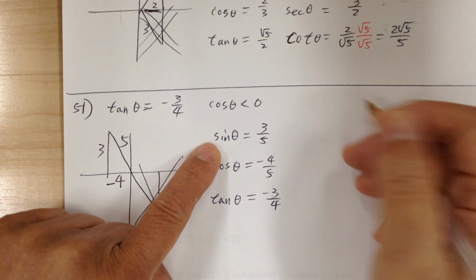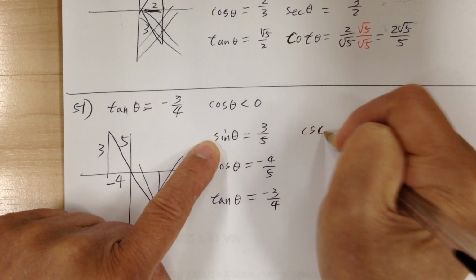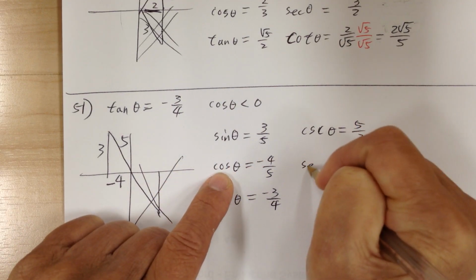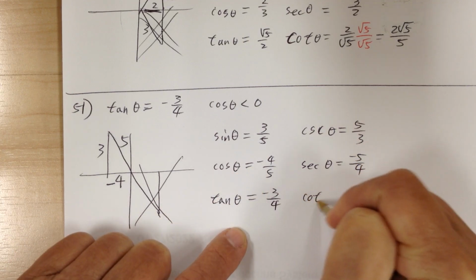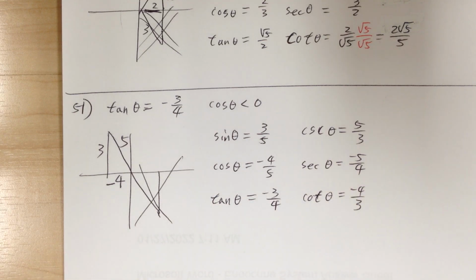Okay, the next, you just go and flip it over. So sine's reciprocal is cosecant. So cosecant equals 5 over 3. And secant equals negative 5 over 4. And cotangent equals negative 4 over 3. Okay, and that's it. Okay.